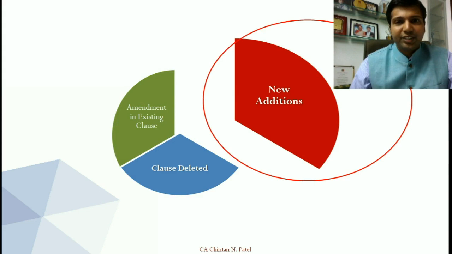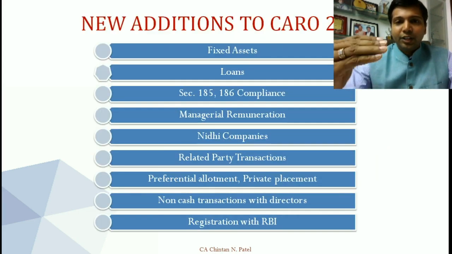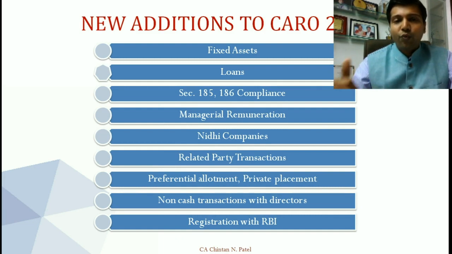Let us look at the new additions. These are the main areas where 9 clauses and sub-clauses have been added. One is fixed assets related, that is title deeds, which we'll discuss in the next slides. Loans, Section 185 and 186 compliances, managerial remuneration, Nidhi companies, related party transactions, preferential allotment and private placements, non-cash transactions with directors, and registration with RBI. Let us look at the first point, that is fixed assets.